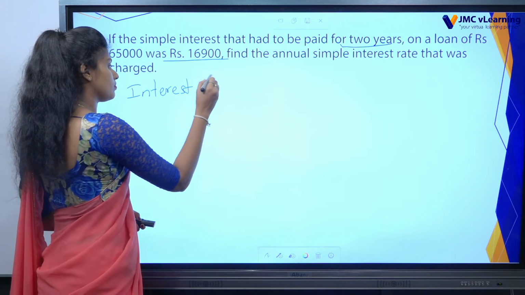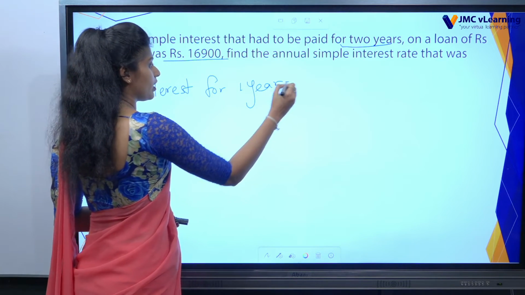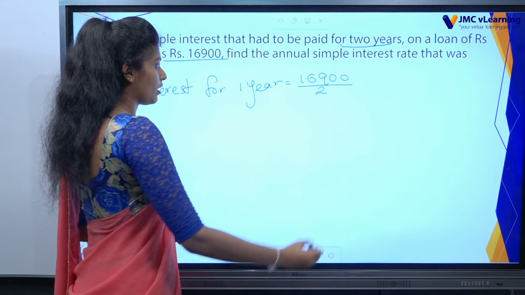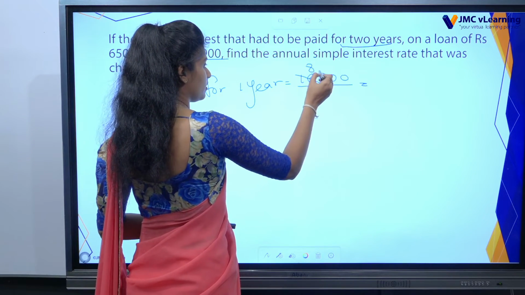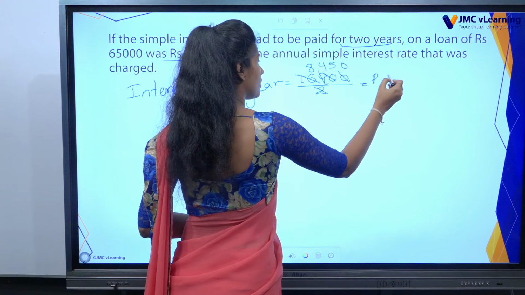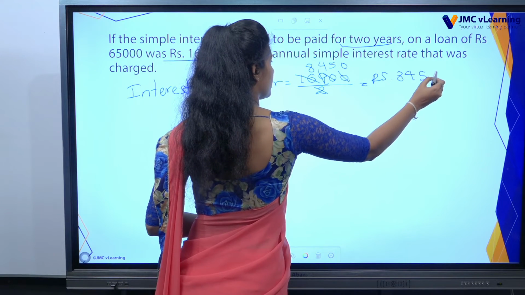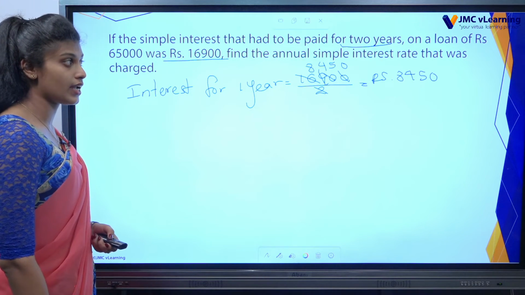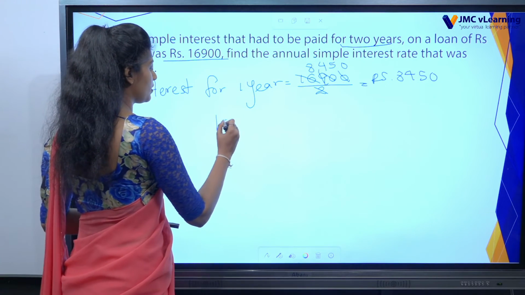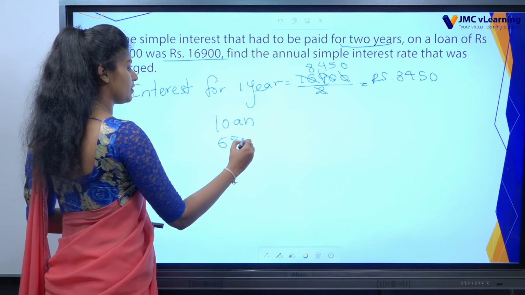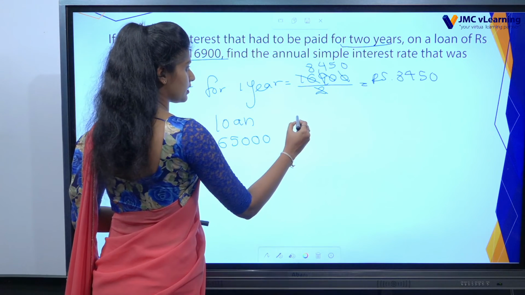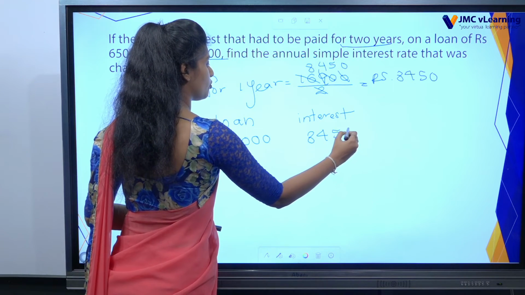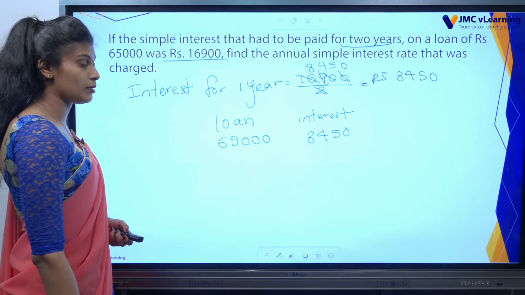Interest for 1 year. So what you have to do here, 16,900 you have to divide by 2. What's the answer? Here 8, 4, 5 and 0. The interest for 1 year is 8,450 rupees. Then let's find the annual simple interest rate that was charged. The loan, how much is the loan? It is 65,000. The annual interest, we have found it, it is 8,450. We have to find the rate, that means percentage.